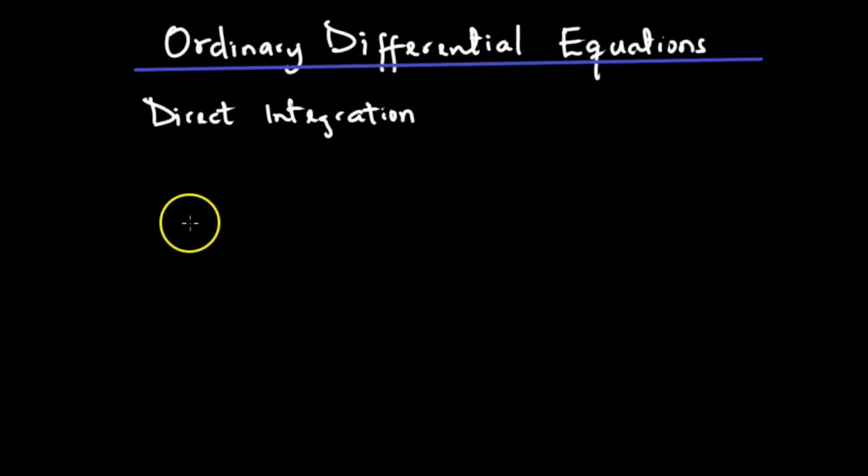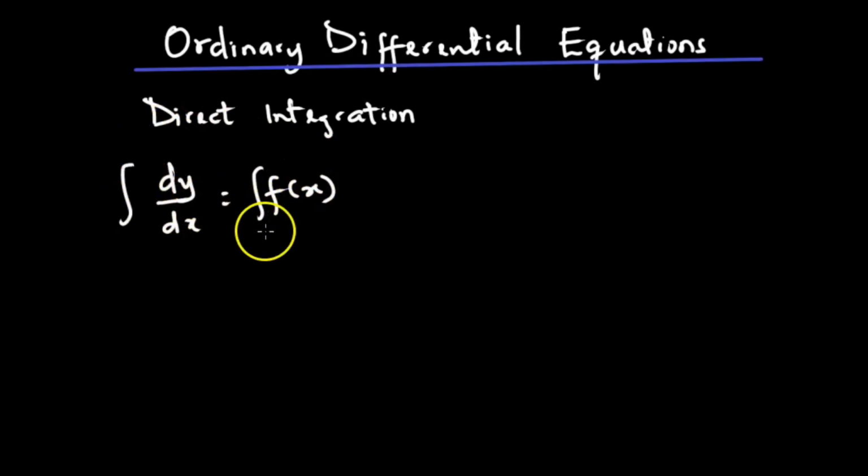What determines the method you use to solve is how your equation looks. When you have your equation looking like dy/dx equals f of x, you know this is a first order differential equation because it has a differential coefficient, dy/dx. You can easily integrate both sides to get y equal to the integral of f of x.